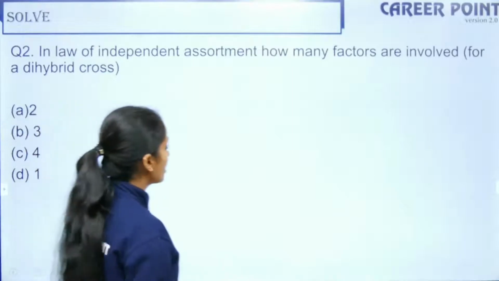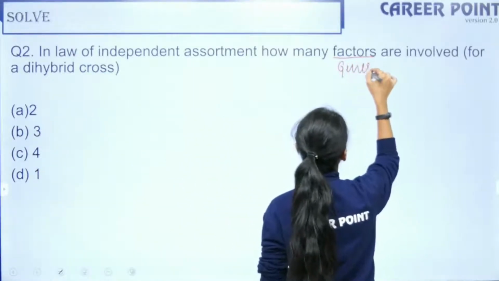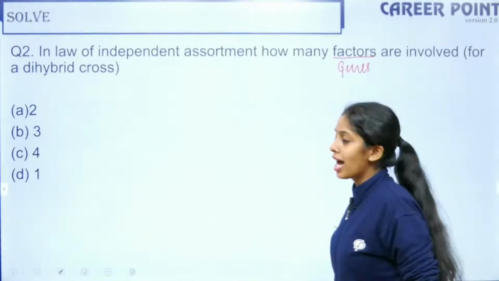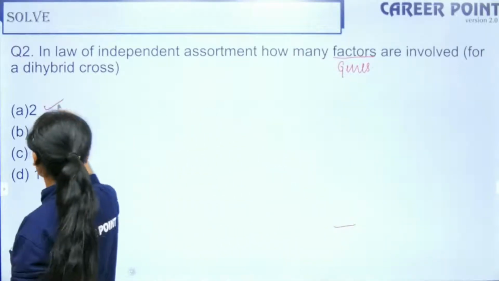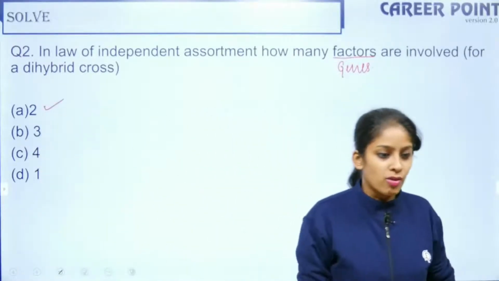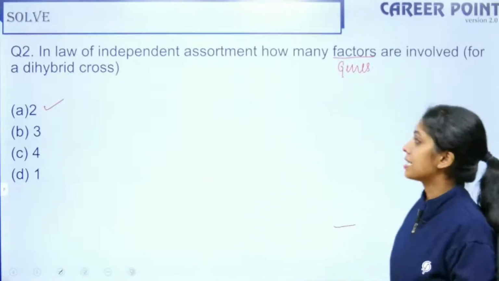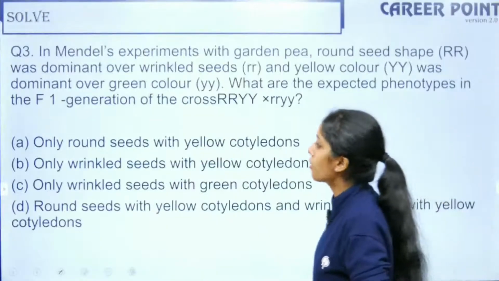What are factors? Factors are nothing but genes. So in dihybrid, how many genes are involved? Yes, 2 genes. This is the right answer. Okay, that's nice. So here it is option A.